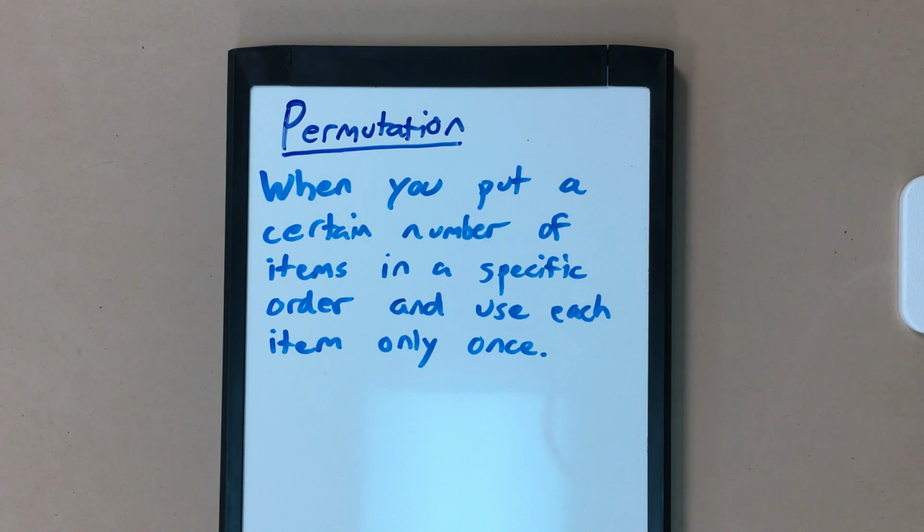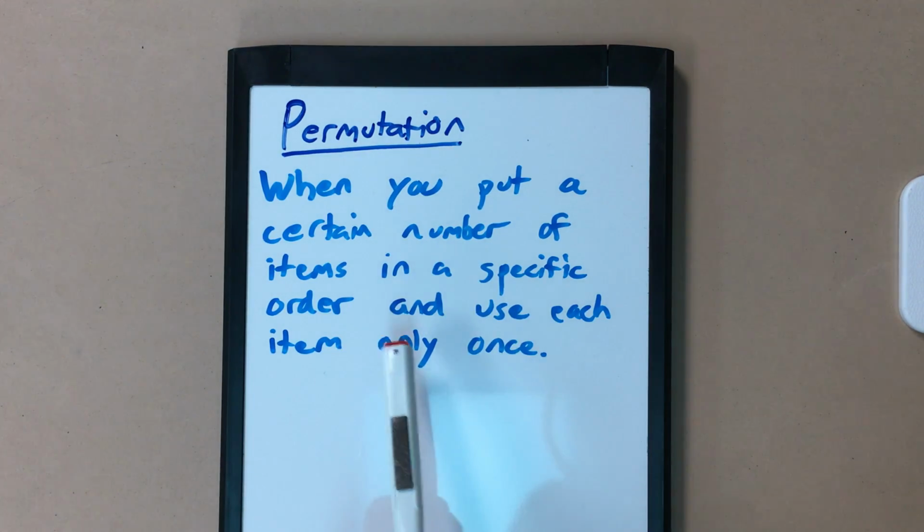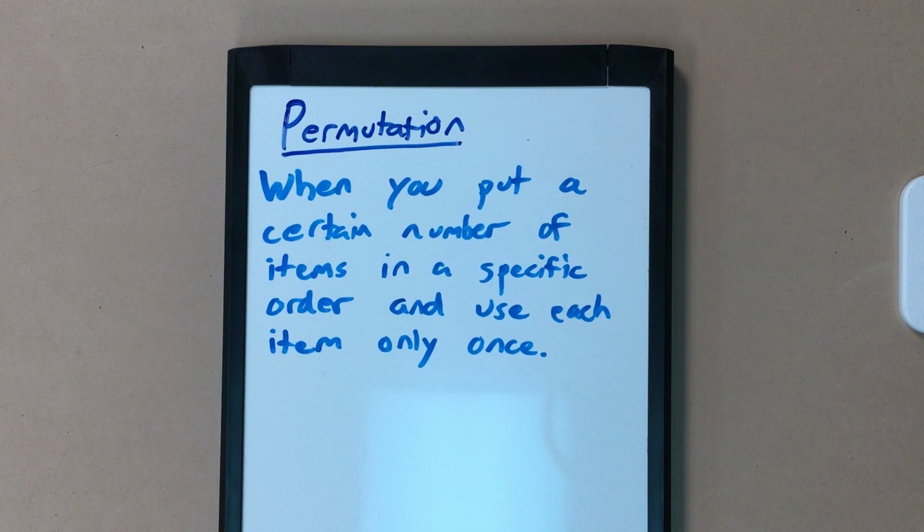We are continuing the probability unit of discrete mathematics, and now we're coming to the idea of a permutation. The basic idea of a permutation is when you put a certain number of items in a specific order and you use each item only once. You can think of this like shuffling a deck of cards, or students getting in line for lunch or something like that. But there are three different ways to think about permutations.